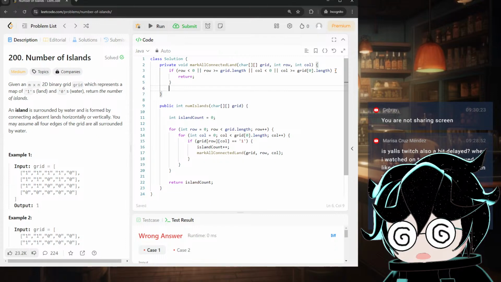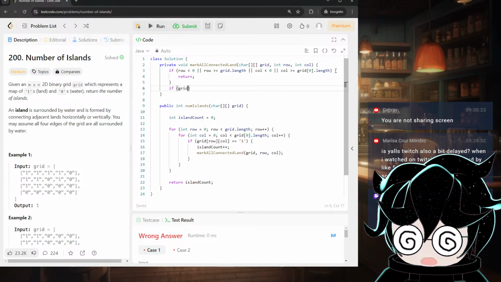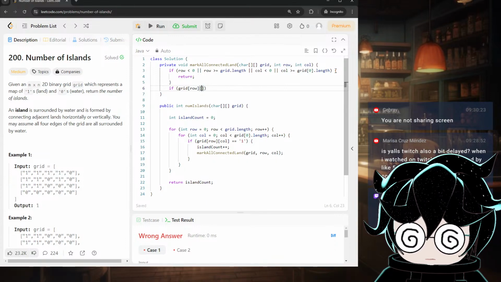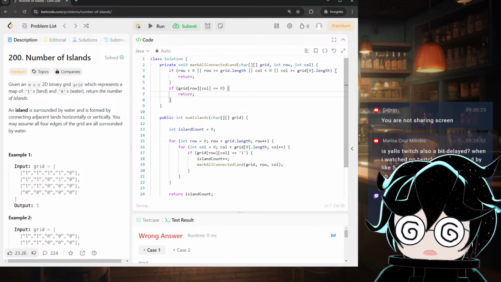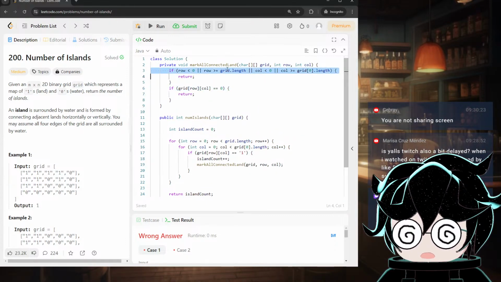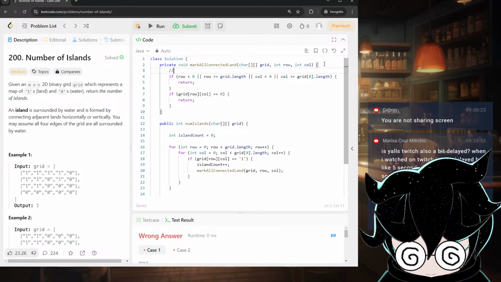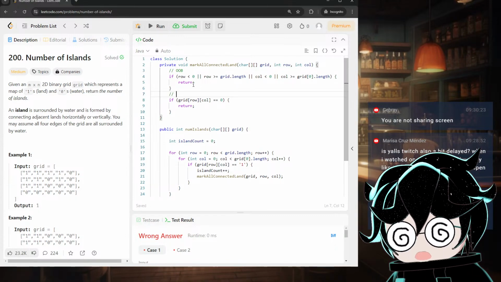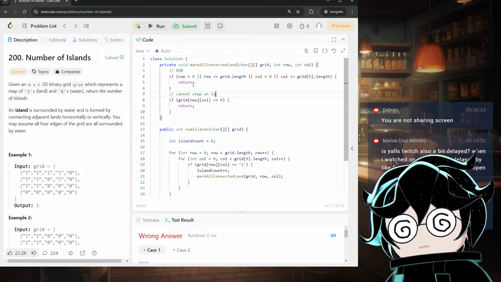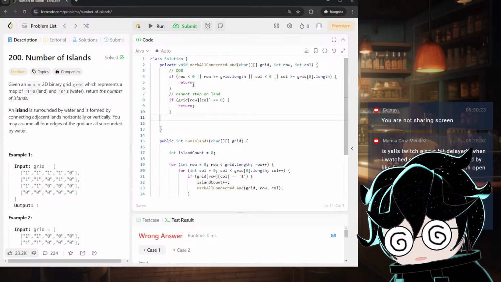What happens if you're at 0, 2? If grid row column is equal to 0, then you also return. I could probably combine these two statements, but I think it might be more readable like this. This is just out of bounds. This is, you literally cannot step on land. It is claimed by another territory. Or you already claimed it, I guess.